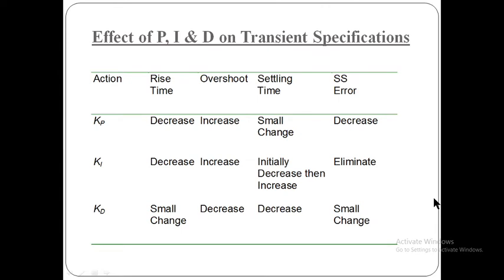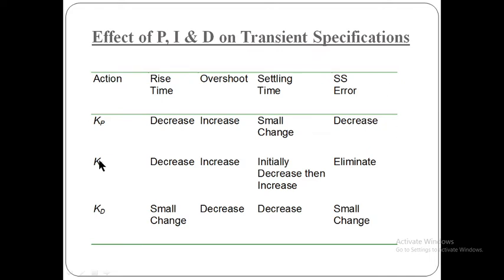Now we are going to see the effect of this PID on transient specification. The proportional term is the action Kp. Initially we are going to study this proportional term. It provides an overall control action proportional to the error signal through the gain factor. So after applying the proportional controller, what will be its effect on the rise time? Its rise time decreases, overshoot increases, settling time will have a small change, and error also decreases there.